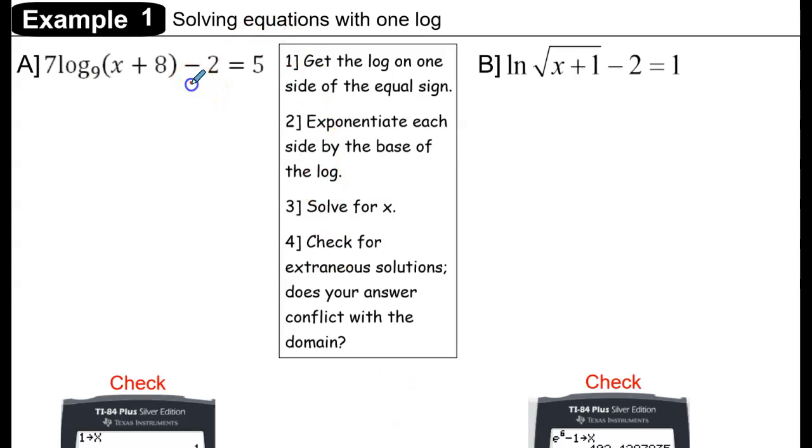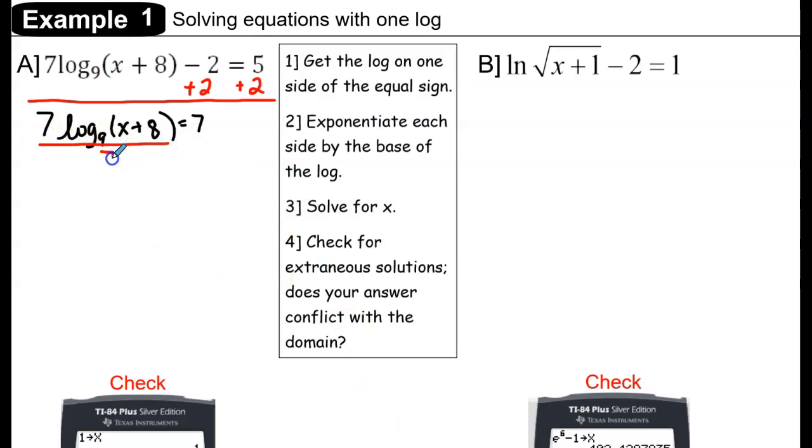So I'm going to start by adding 2 to both sides, and that leaves me with 7 log base 9 of the quantity x plus 8 is equal to 5 plus 2, which is 7. Then we'll divide both sides by that coefficient of 7 to isolate the log base 9 of the quantity x plus 8 on one side of the equal sign.